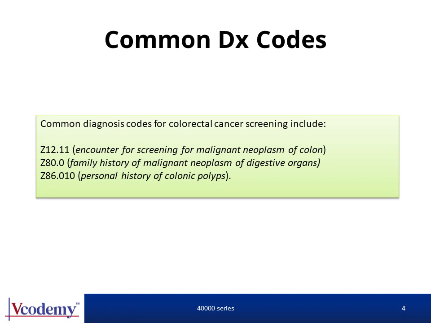Z80.0 is family history of malignant neoplasm of the digestive organs. By family, they mean the parents, siblings, or children of the patient. Then you have Z86.010, which is personal history of colon polyps. So these are the different reasons for a colonoscopy being ordered for screening of the patient. Apart from this, if the patient displays symptoms, as we mentioned before, like rectal bleeding, abdominal pain, etc., and they are finding out the reason for these symptoms, then it becomes a diagnostic colonoscopy.